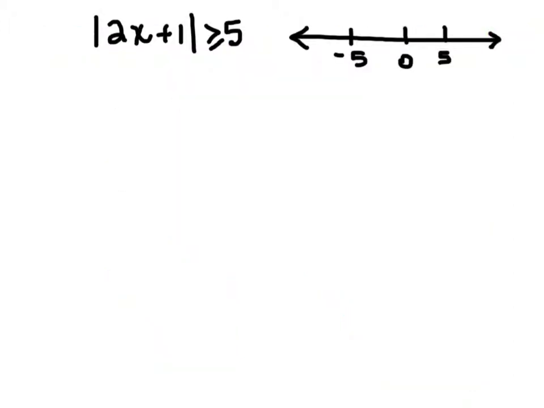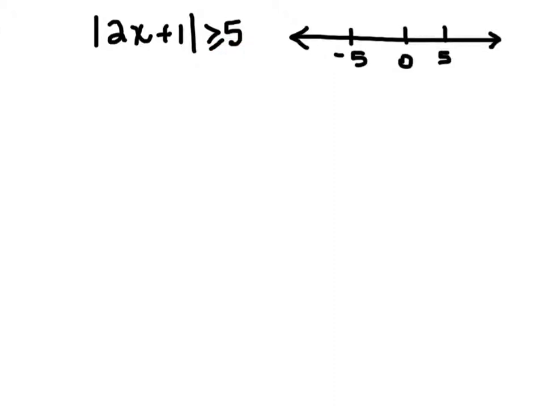So let's just look at this. We're going to solve an inequality. Now, all an inequality means is that I don't have an equal sign. I have something that's greater than or equal to. So this is saying this distance from whatever, from 0, has to be greater than or equal to 5.